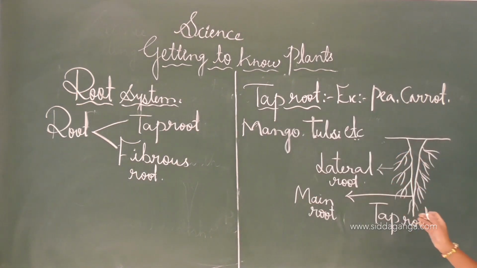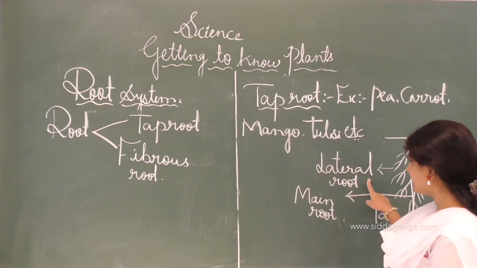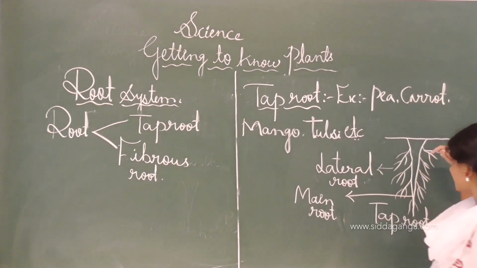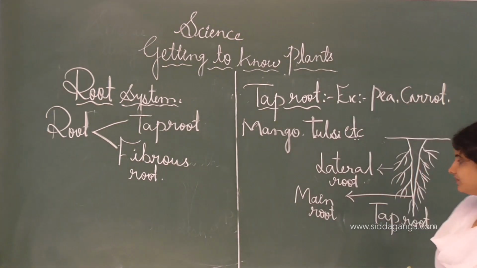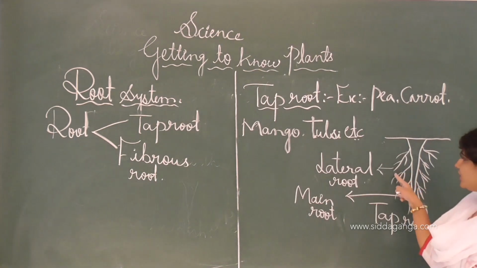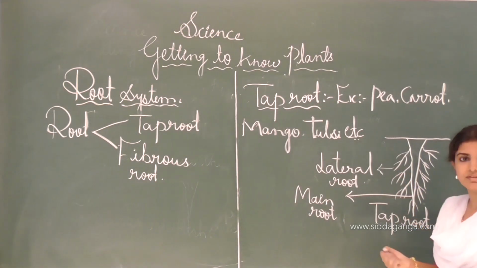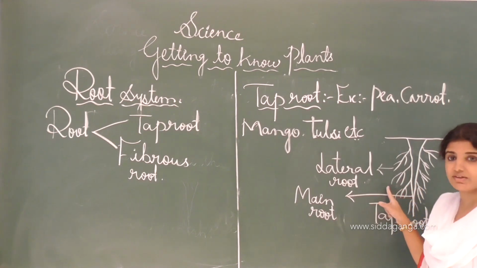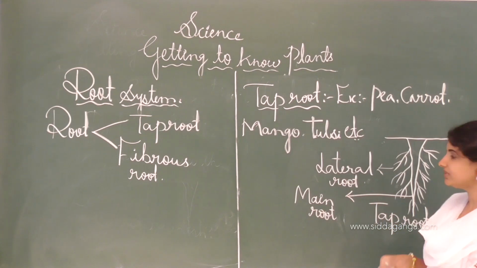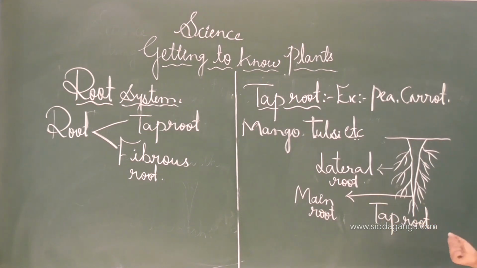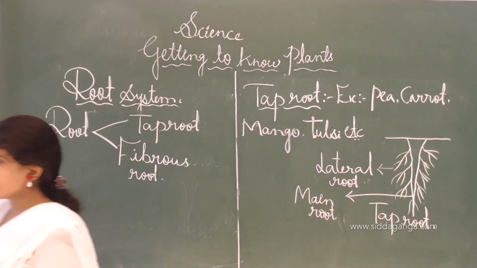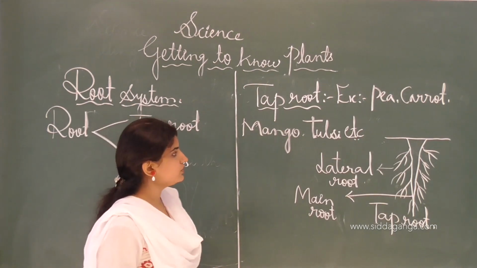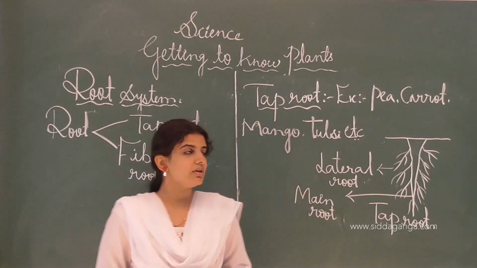See, this tap root is divided into two parts: the lateral root and the main root. The main root usually grows downwards in a vertical direction, and beside it there are sideways roots, bushy in appearance. These roots are called secondary roots, nothing but the lateral roots. See, this is the structure of a tap root. Examples for tap roots are pea, carrot, mango and tulsi.